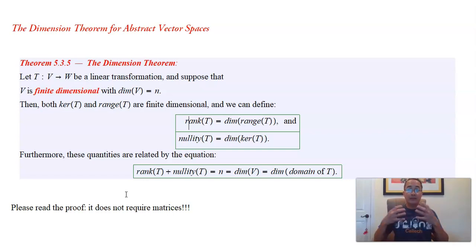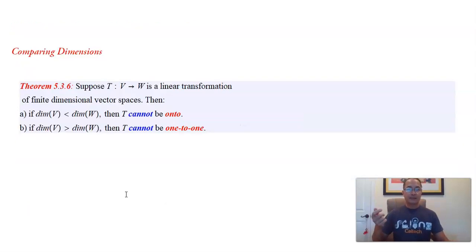It basically grows a basis for the kernel, and then grows a basis for the range, but the number of vectors is exactly the dimension of the domain. Okay, so I hope that you take the time to read the proof of that.